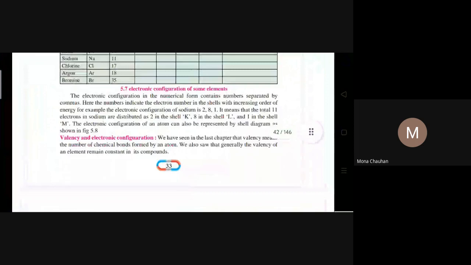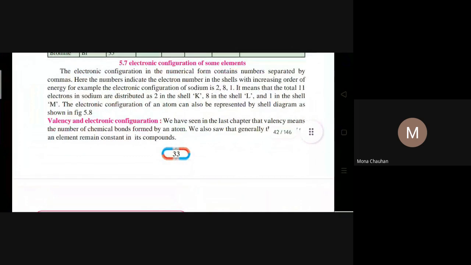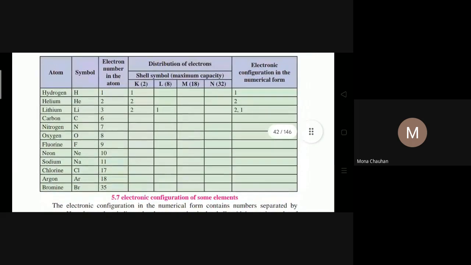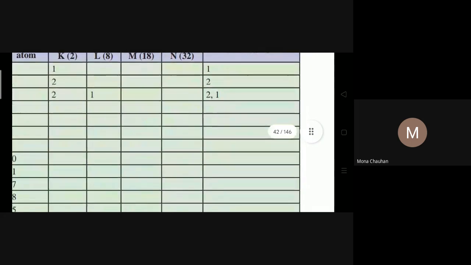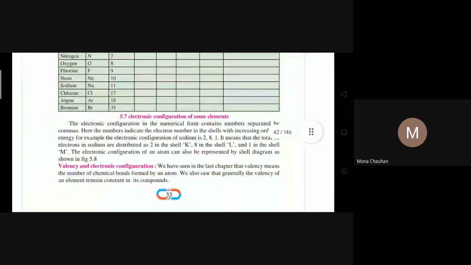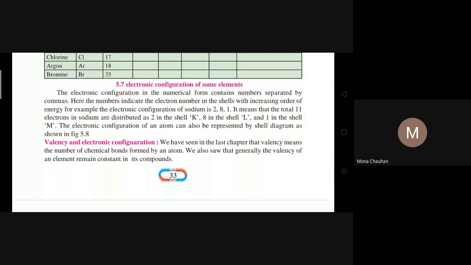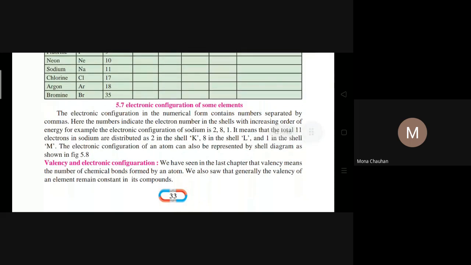The electronic configuration in the numerical form contains numbers separated by commas. When we write the electronic configuration in numerical form, to separate the numbers we used a comma in between. Here the numbers indicate the electron number in the shell with increasing order of energy. For example, the electronic configuration of sodium is 2, 8, 1.